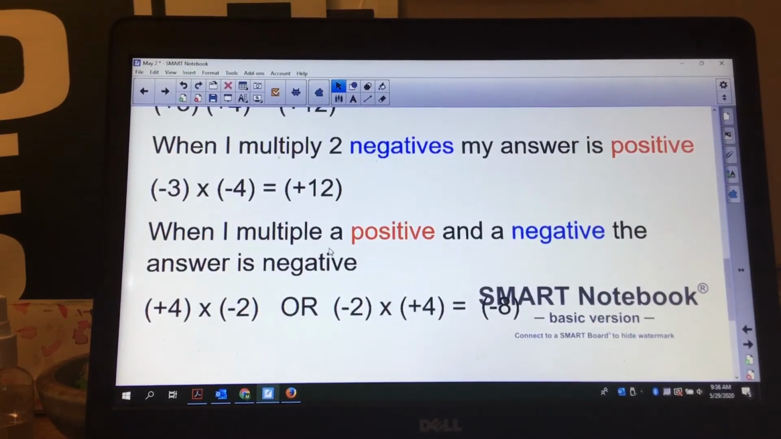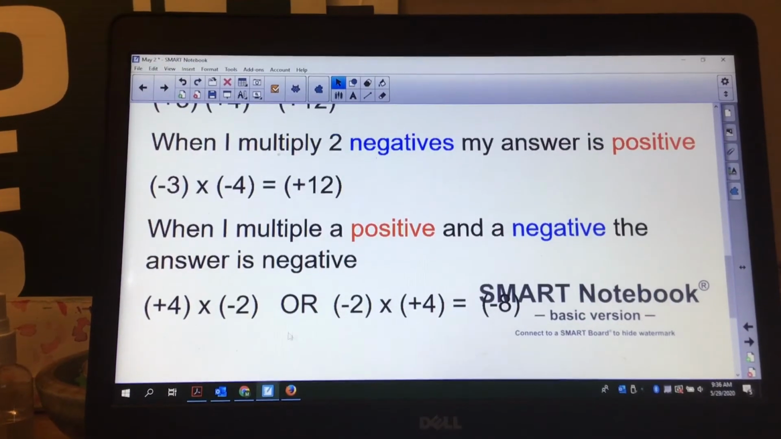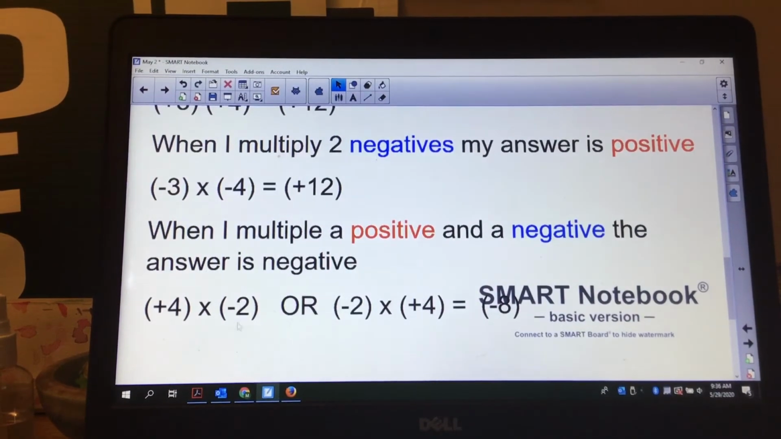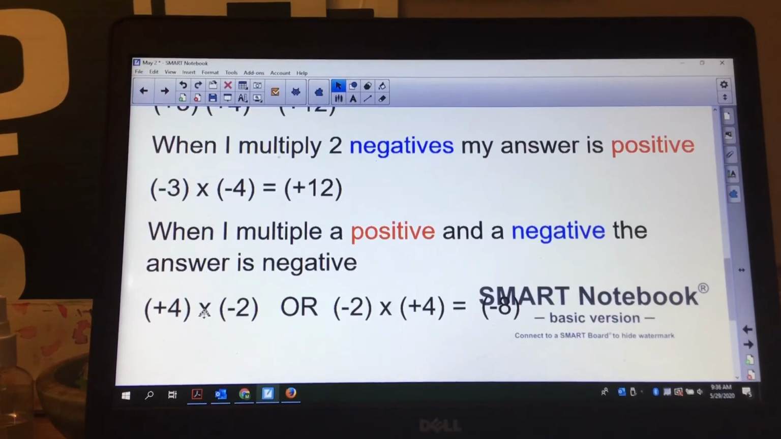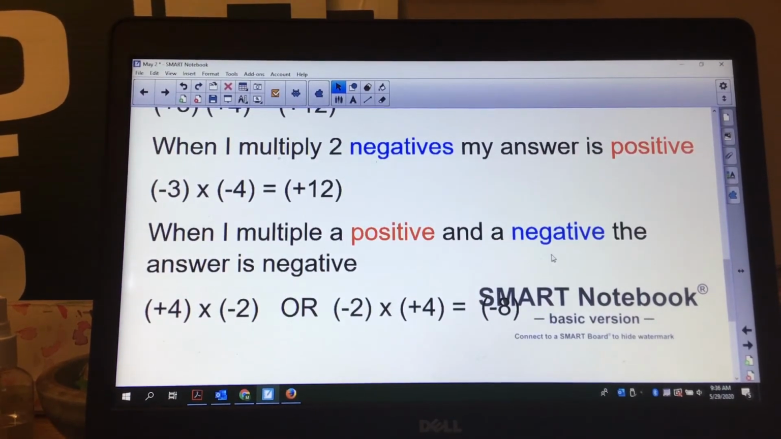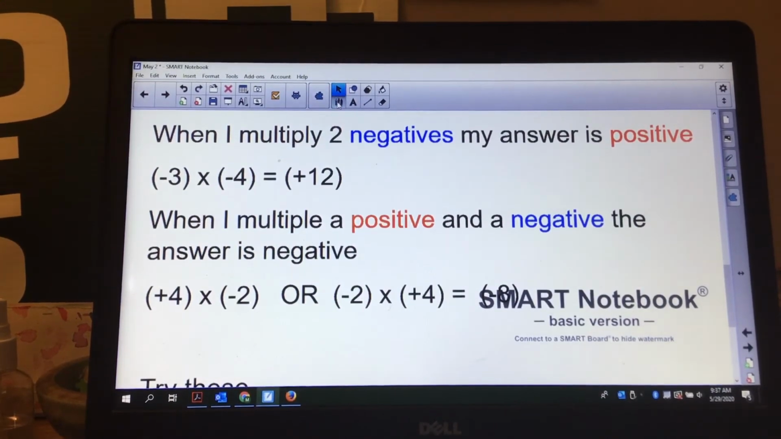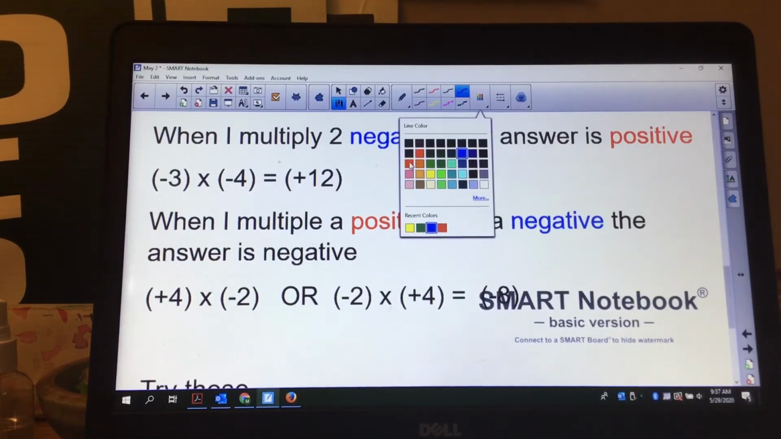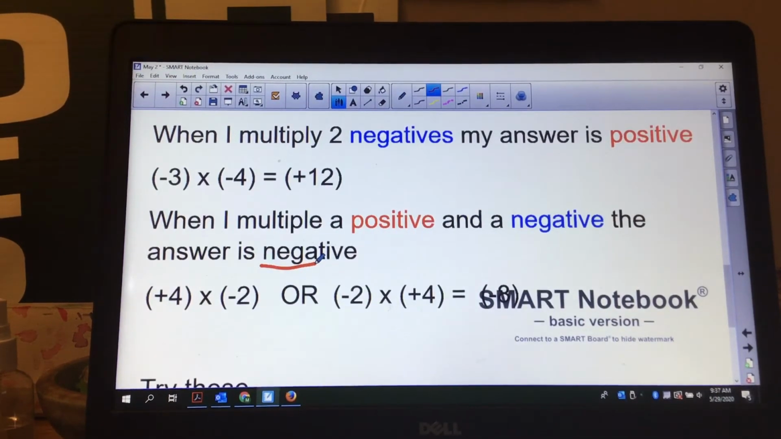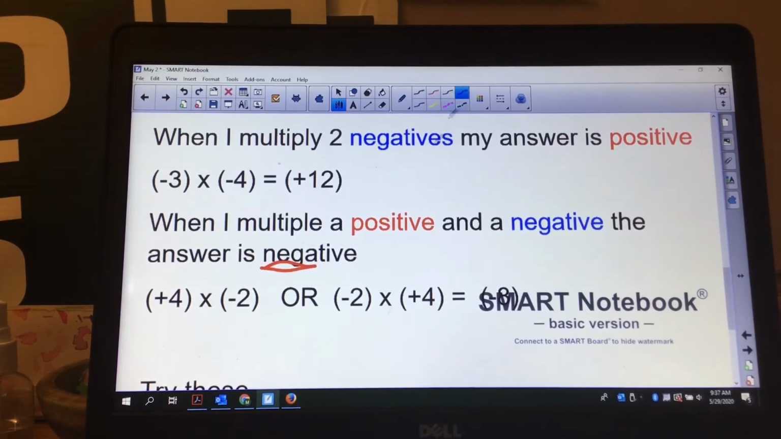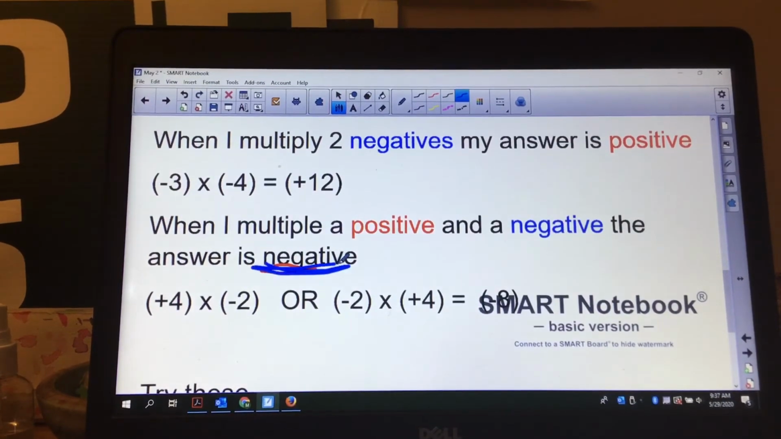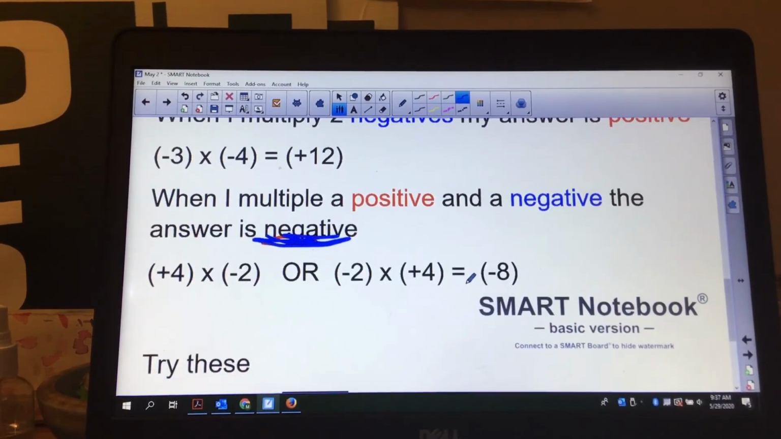And finally, when I multiply a positive and a negative together, the answer is negative. So it doesn't matter if the positive's first or second. This is the same question, just reversed. So positive 4 multiplied by negative 2 is the same thing as negative 2 times positive 4. My answer is going to be negative all the time. That's supposed to be red. Oh, it's supposed to be blue. Negative. Okay. So try these.